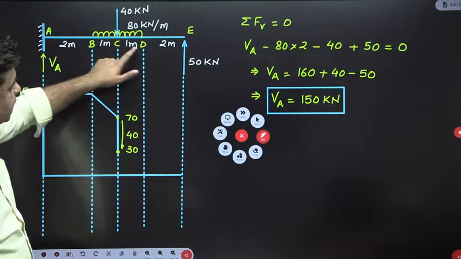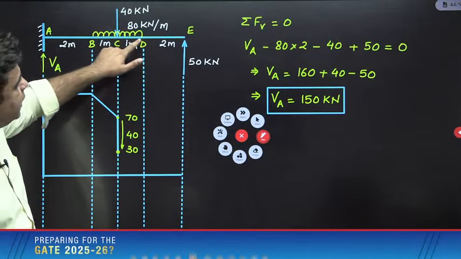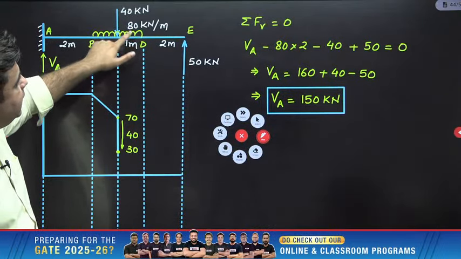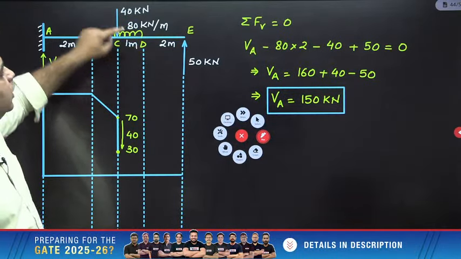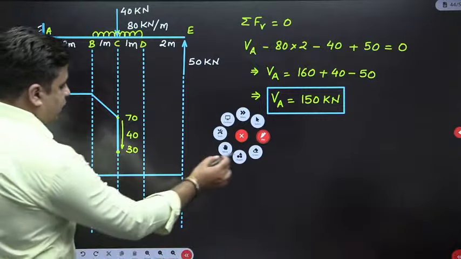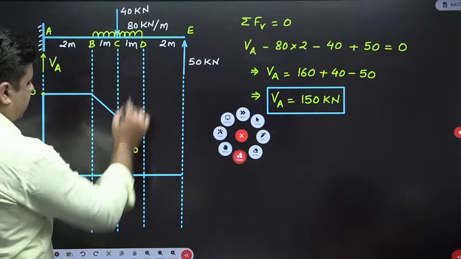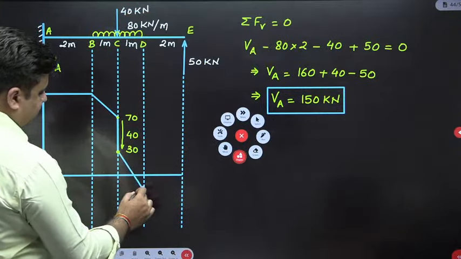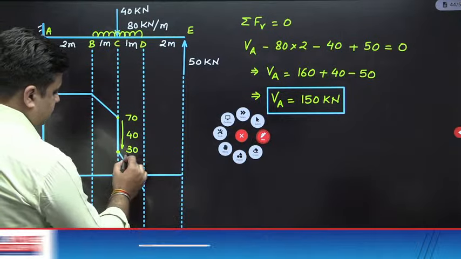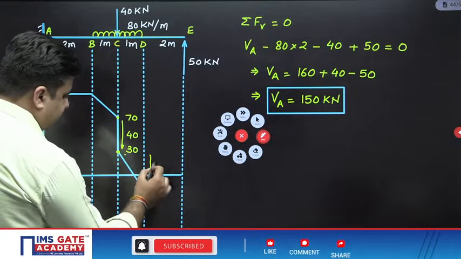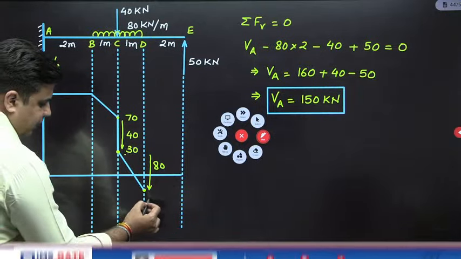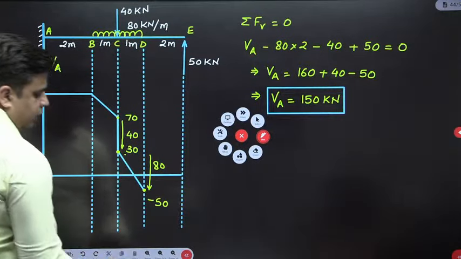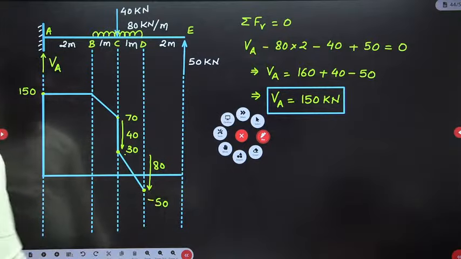And then over this portion CD, again you have a UDL of 80 kilonewton per meter acting. So again you need to move down by the amount of 80 into 1. This downward movement here is 80 into 1, that is 80. So what is 30 minus 80? 30 minus 80 is minus 50. So here the value of shear force will be minus 50.